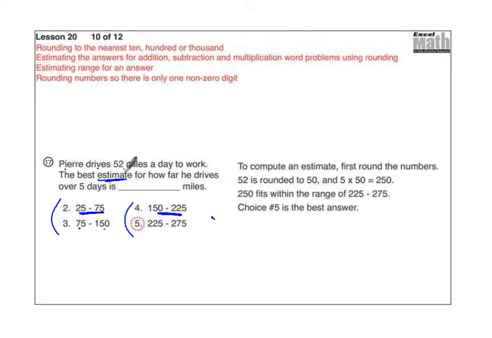Pierre drove 52 miles a day for work, the best estimate for how far he drives over 5 days. So I should see your work of 50 times 5, which they show you here, of course, as well. 5 times 5 is 25. So 250, and 250 comes in between 225 and 275. So 5 is the correct answer.